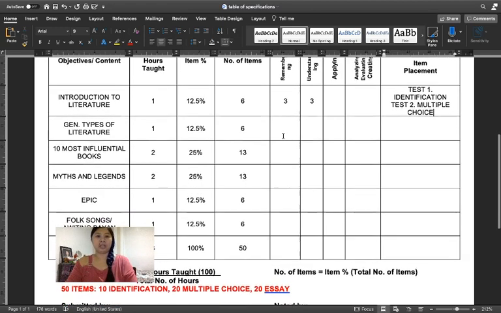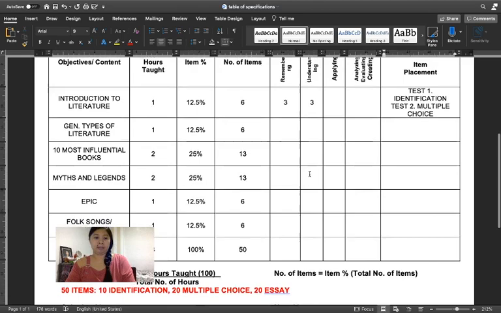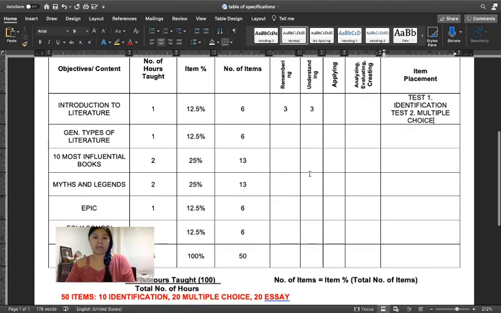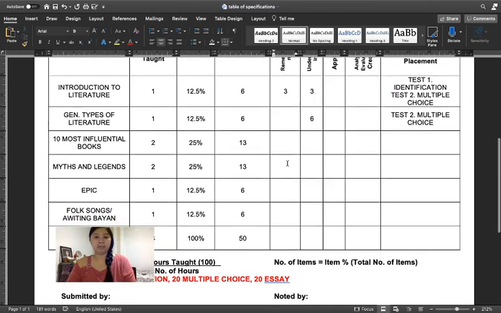Next, we have the general types of literature. Let us assume that the students would just be classifying the samples of literature if it's a prose or poetry. So you can say that maybe it is also under multiple choice. So all of those 6 will fall under understanding. It's just text-based. Then the 10 most influential books.